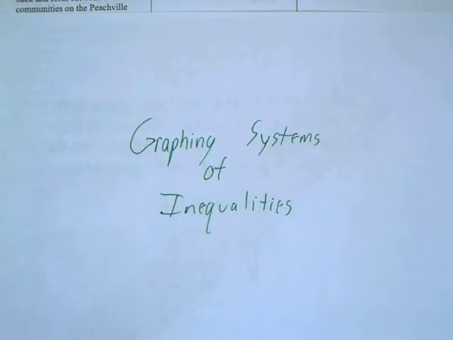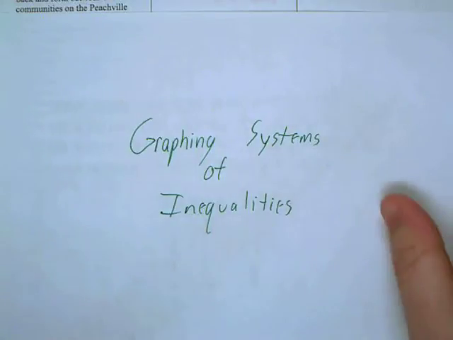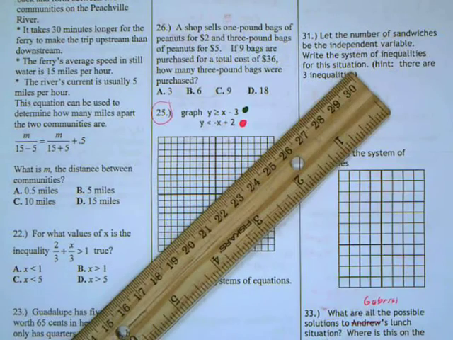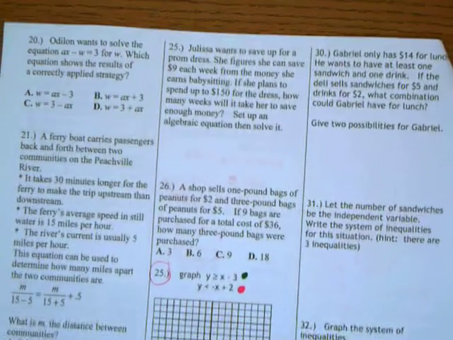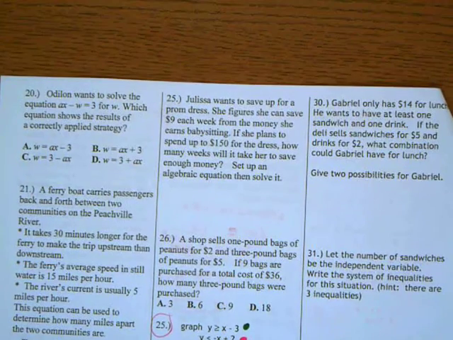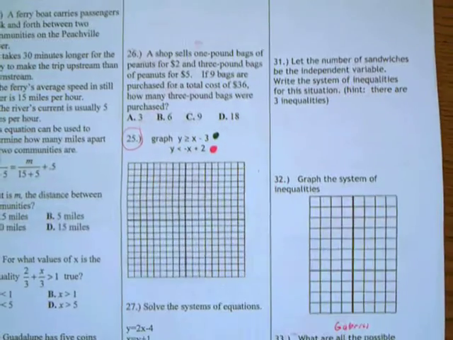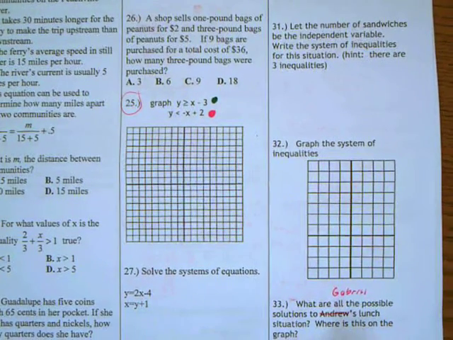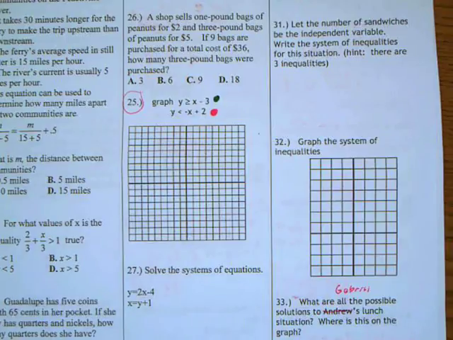This review video is going to focus on graphing systems of inequalities. We're going to look at problem 25 in your study guide from Unit 2. Now, I made a typo. There were two number 25s. If you look up here, you have Jalissa with her prom dress. The 25 I'm going to be doing is the second 25, graphing this system of inequalities.